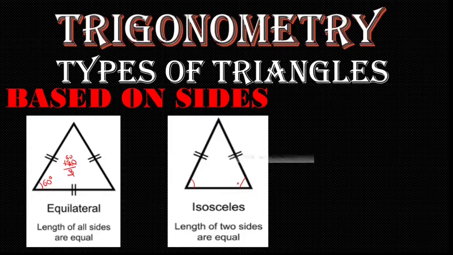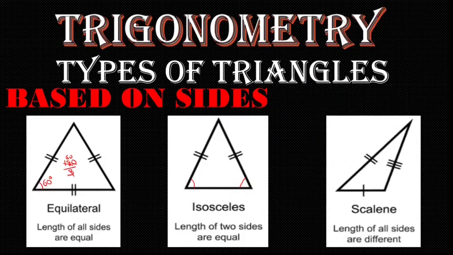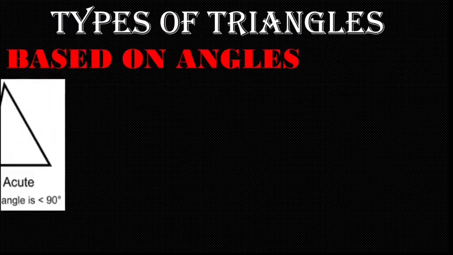Okay, and then finally we have the scalene triangle. A scalene triangle, a very scalar kind of triangle, if you know what I mean. For a scalene triangle, the lengths of all sides and all angles are different. So that's the classification based on sides. We also have classification based on angles.